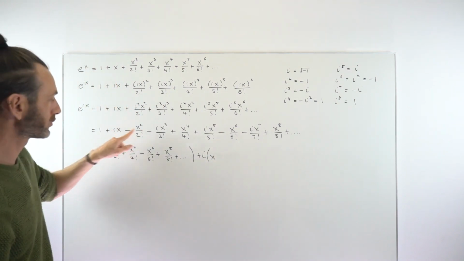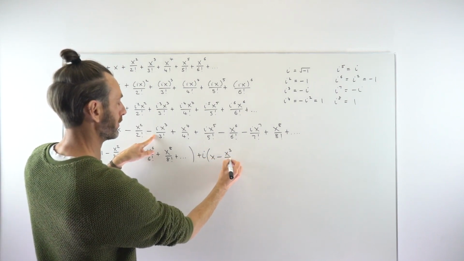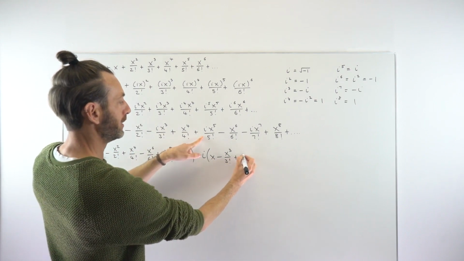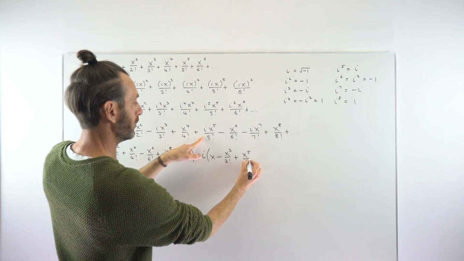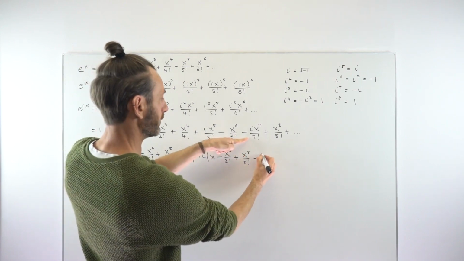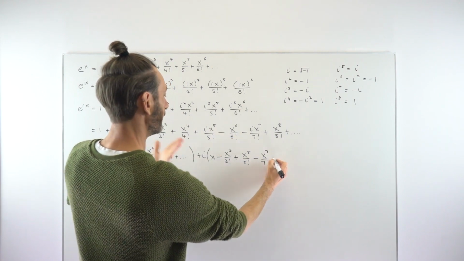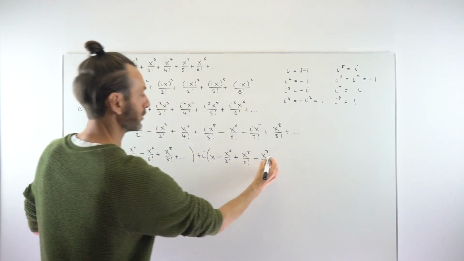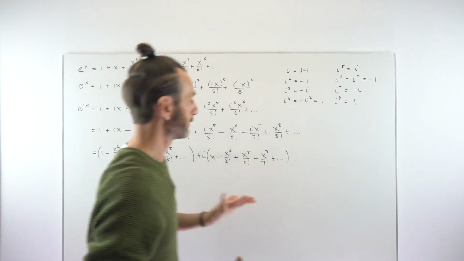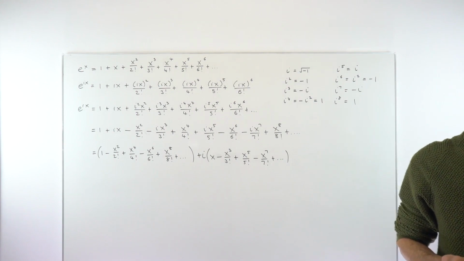So x for the first one, then negative x cubed over 3 factorial. Then the next one would be plus x to the 5 over 5 factorial, and then negative x to the 7 over 7 factorial, and then that would continue. You can see the alternation here, and then plus blah blah blah. And if you're attentive here, you might be able to see what is going on in this derivation.